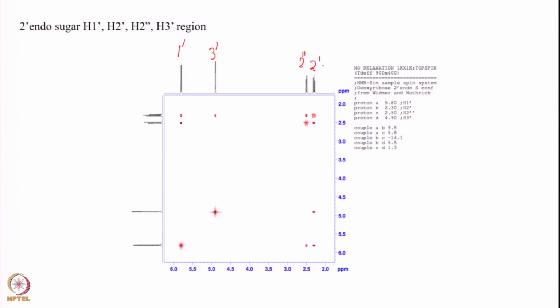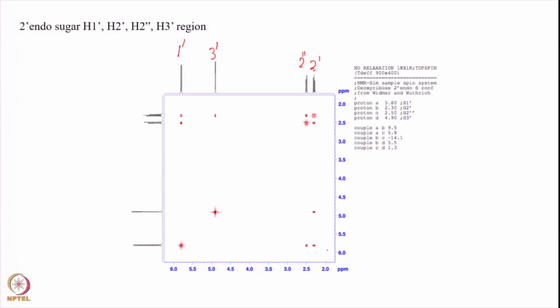Okay. So therefore you see 1 prime to 2 double prime and 2 prime, and then you see from this is the 3 prime. So 3 prime to 2 prime, notice 2 double prime 3 prime peak is absent. This is what I showed you earlier, because that coupling constant is very small. And then of course you have the 2 double prime 2 prime peak. Symmetrically you will also have these peaks here.